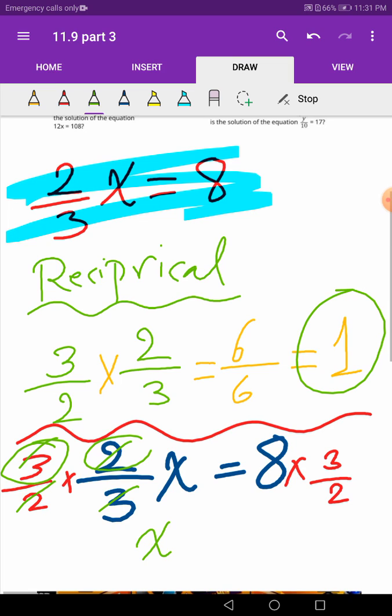Just multiply 3 by 2, which is 6, and 2 by 3 is 6. And the 6 will go with the 6, because 6 over 6 equals 1 whole. So I'll have the x by itself. While on the second side, do you remember how to multiply a whole number by a fraction? We put it over 1 and we multiply normally. 8 times 3 is 24, and 1 times 2 is 2. And I have 24 over 2, which means 24 divided by 2, which means 12.